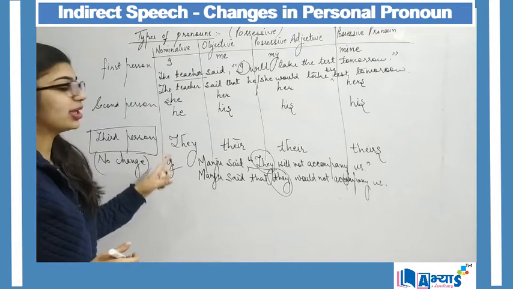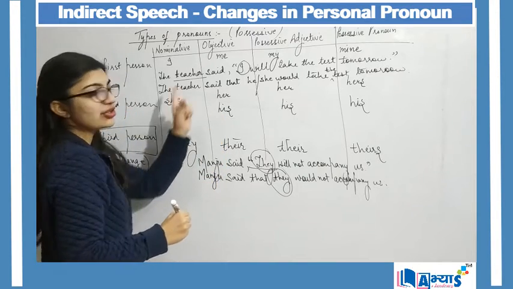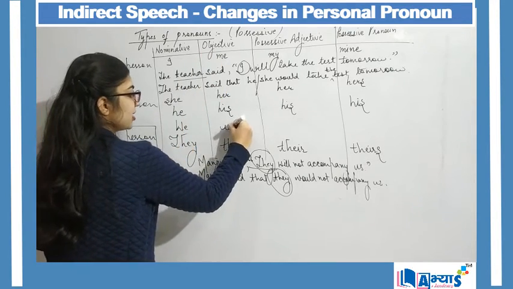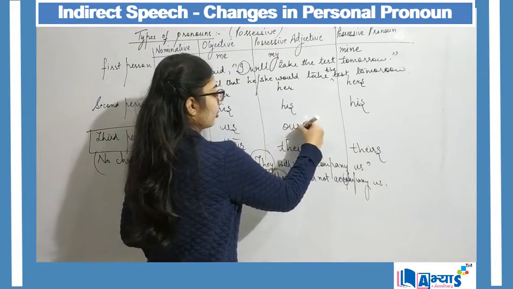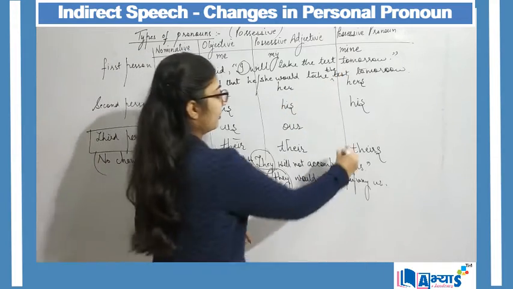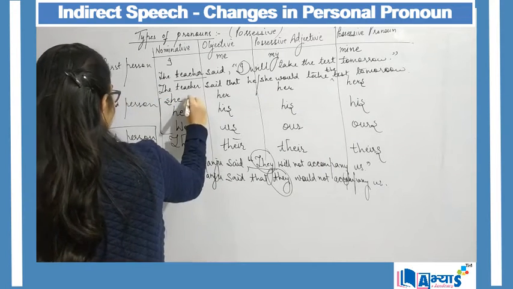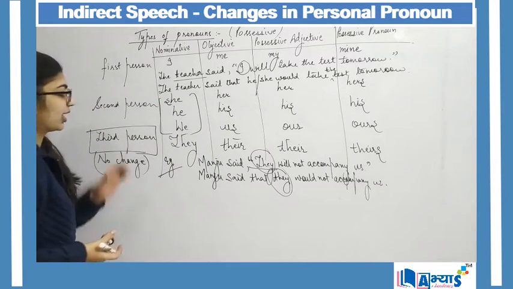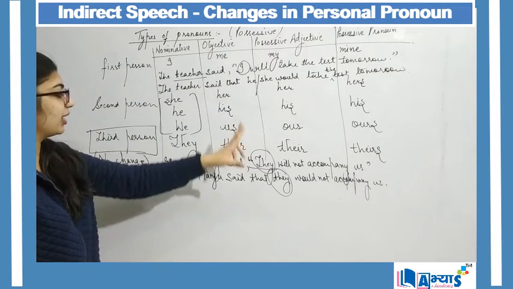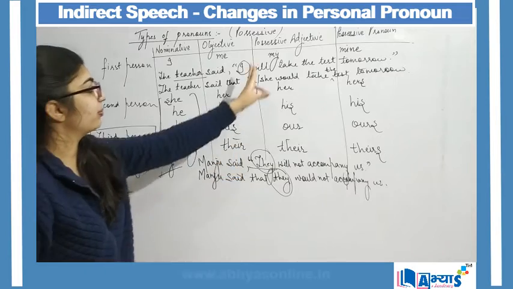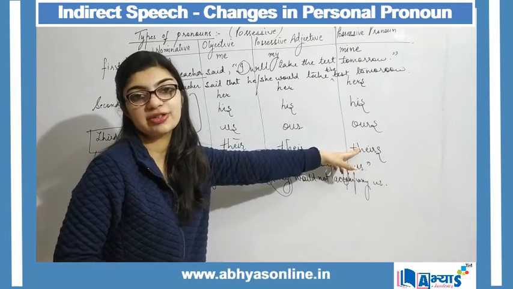Here, for the second person, it can also be we. We changes in objective to us. For possessive adjective, it is our. And for possessive pronoun, it will be ours. I forgot to mention this. This is the second person. Second person can be she, he, we. We in objective case changes to us. In possessive adjective, it is our. And for possessive pronoun, it is ours.